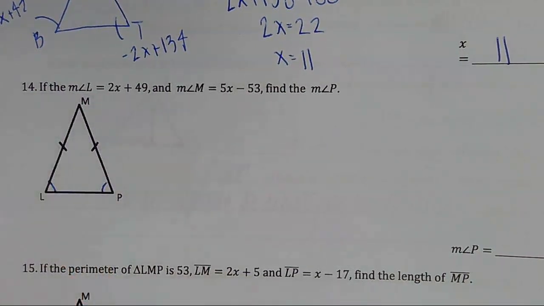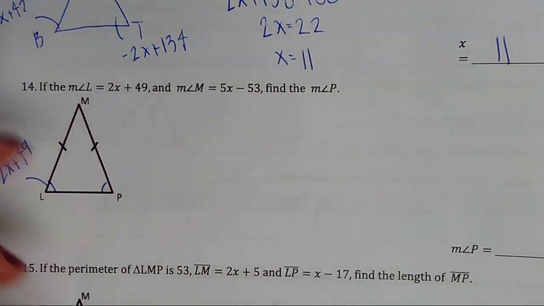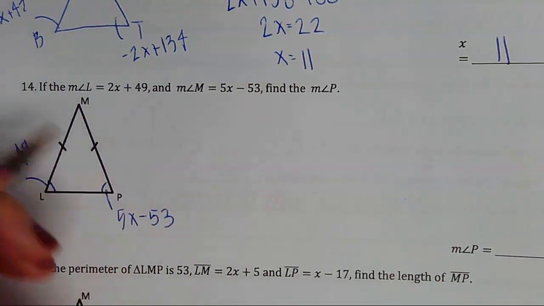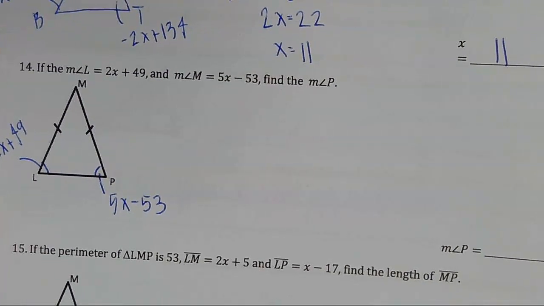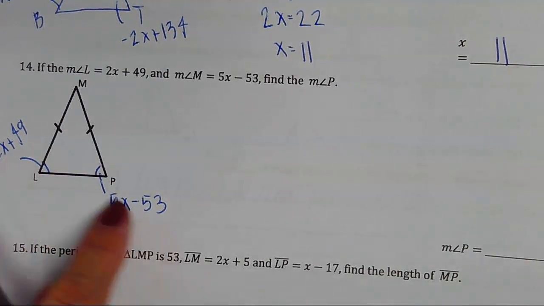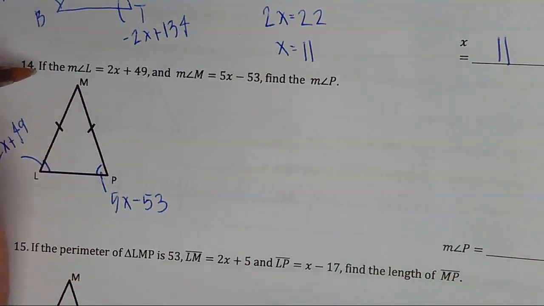Okay, well this triangle, these dashes right here show me that this is an isosceles triangle and the base angles are going to be congruent. So if L is 2x plus 49 and M is 5x minus 53, they want me to go ahead and solve for x and the measure of angle P. So what I'm going to do first is I'm just going to set these equal. Wait, L and M. Oh, oops, sorry, that's not M.